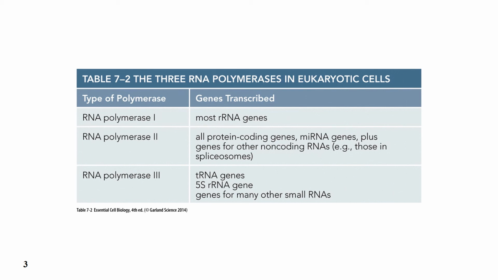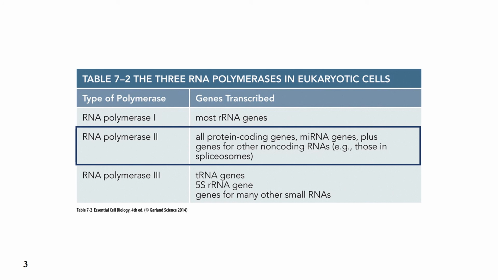Each of the RNA polymerases in a eukaryotic cell is responsible for transcribing different subsets of genes. The polymerase that we'll focus on in this class is RNA polymerase II, and that's responsible for transcribing all mRNAs as well as all microRNAs and some heteronuclear RNAs as well.